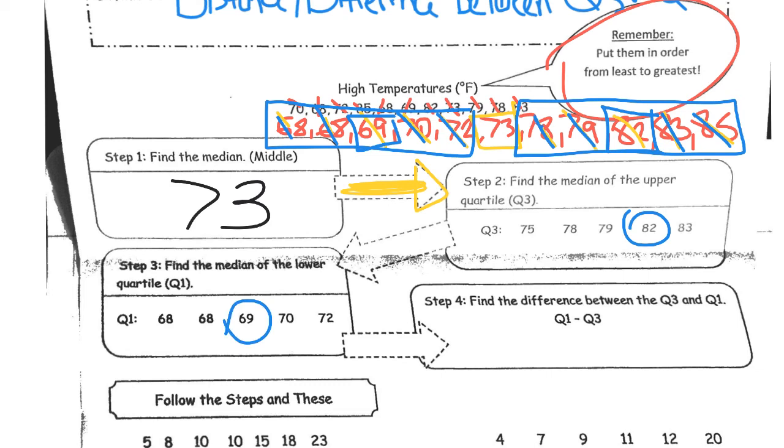Now, step 4, find the difference between Q3 and Q1. We know that difference is one of our keywords for subtraction, so we're going to set them up here. We have 82 was my Q3 and 69 was my Q1. We're going to have to do a little bit of borrowing up here. And then we end up with our IQR of 13.